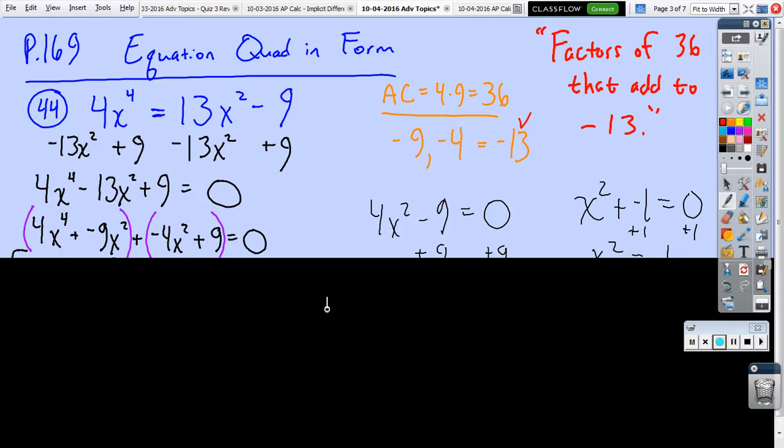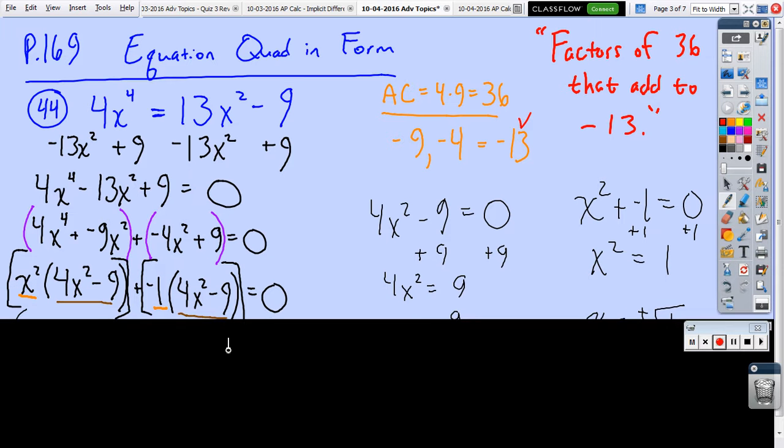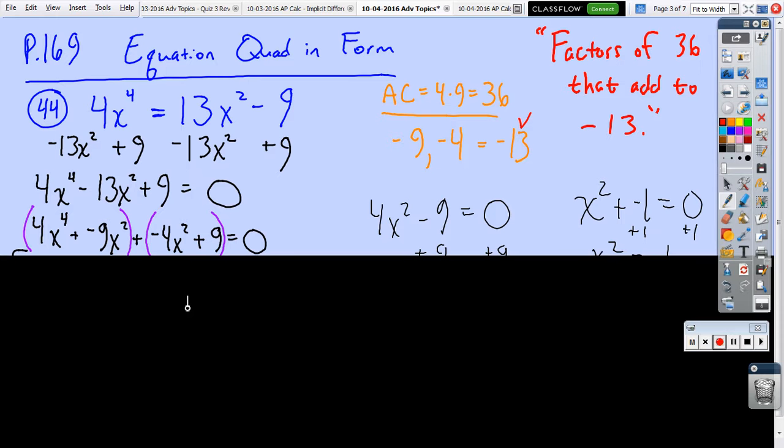It doesn't matter how you write this. You could have written the negative 4x squared first, and then the negative 9x squared. If you factor by grouping, that's what we're doing now. You group the first two, group the second two. You don't repeat the same thing, not yet. You say, what is the greatest common factor of these two? I know I just showed you, but if you look at these two, what is their greatest common factor?